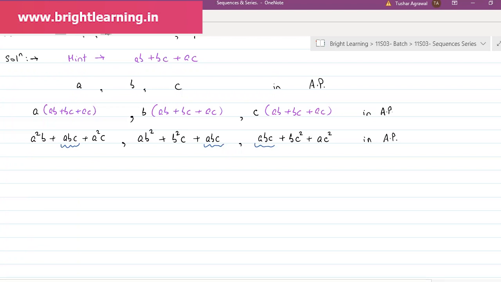So the new sequence that I'm getting, ABC cut, ABC cut, ABC cut, means A square B plus A square C as the first term, AB square plus B square C as the second term, and BC square plus AC square as the third term. This sequence is also an AP. So that is what is required of us. Take A square common, B plus C. Here take B square common, A plus C. Here take C square common, A plus B. These three terms are in AP.